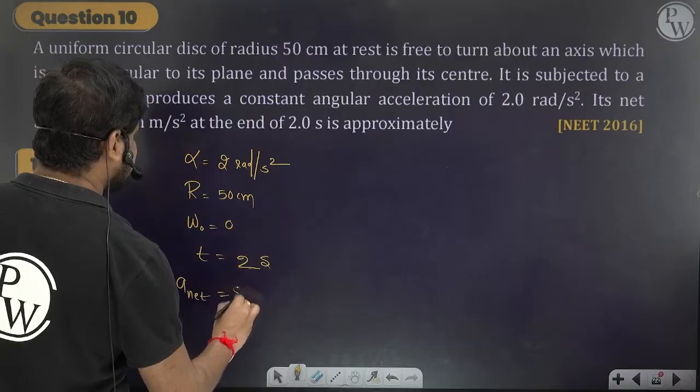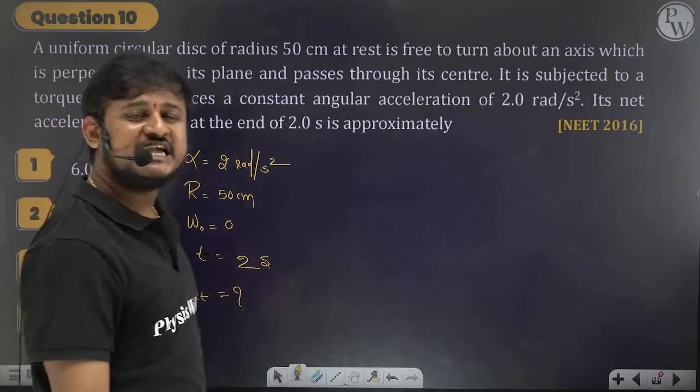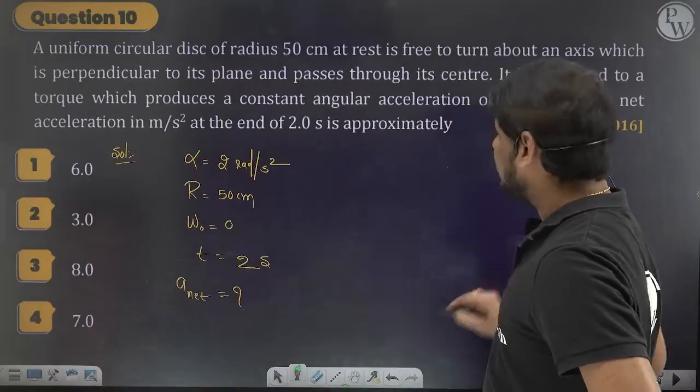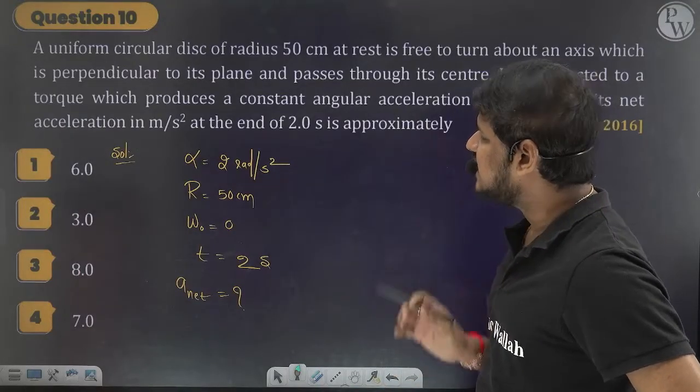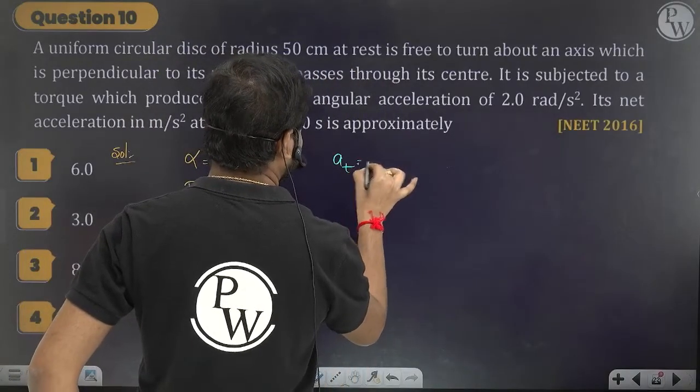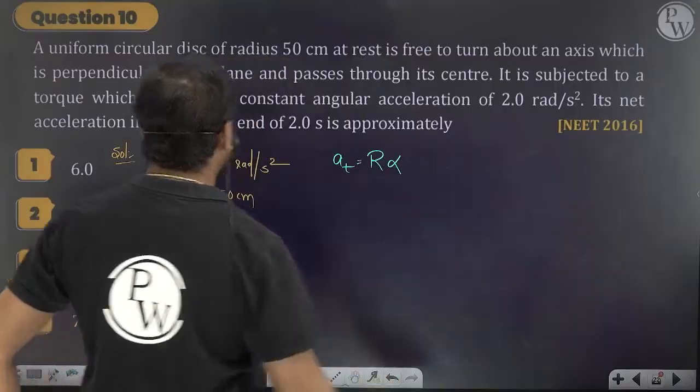What is the a net? So a net means we need AC and AT. First let's find AT, which is nothing but r alpha. The tangential acceleration you can easily find. So AT is equal to r alpha.